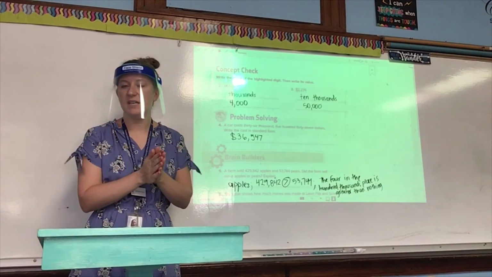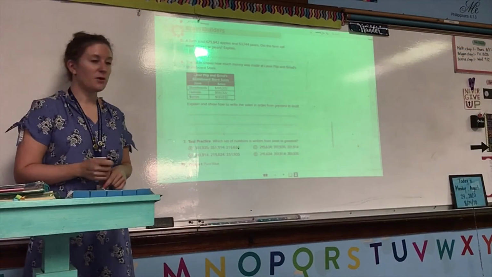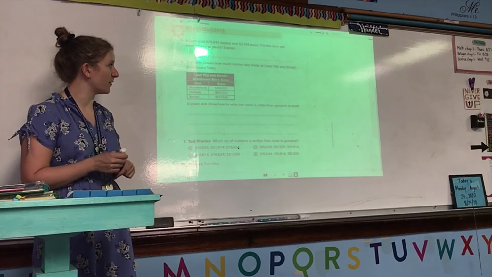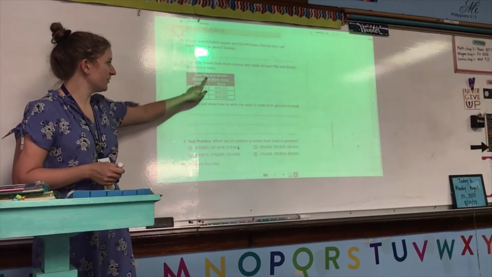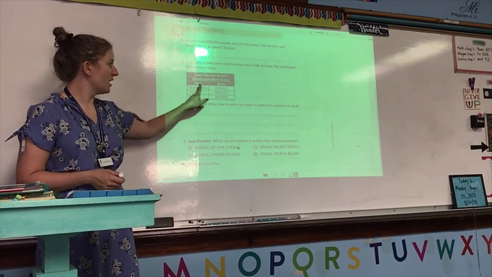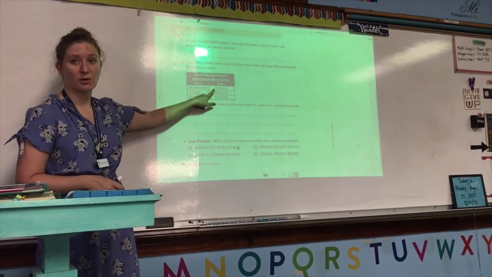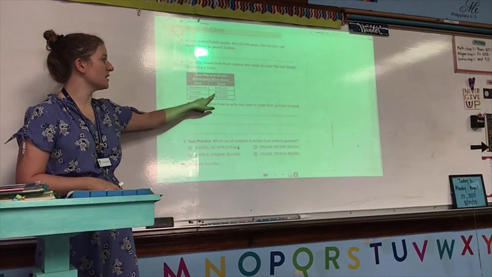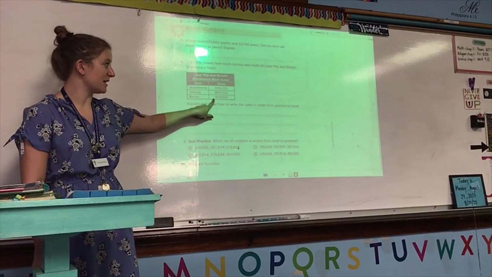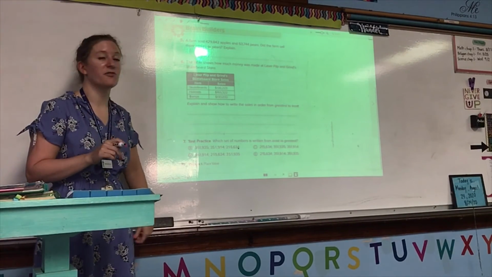Helper number 1. Sanitize, erase, sanitize. Okay, so for number 6, it says the table shows how much money was made at Laser Flip and Grind Skateboard Store. We have the item, skateboards, and then the sales. The sales of skateboards was 130,223. Sales for helmets was 103,322, and sales for ramps was $133,032. Now, explain and show how to write the sales in order from greatest to least.